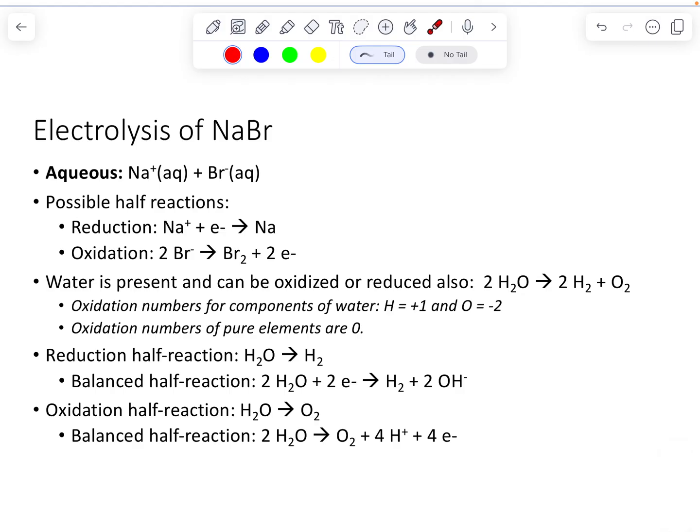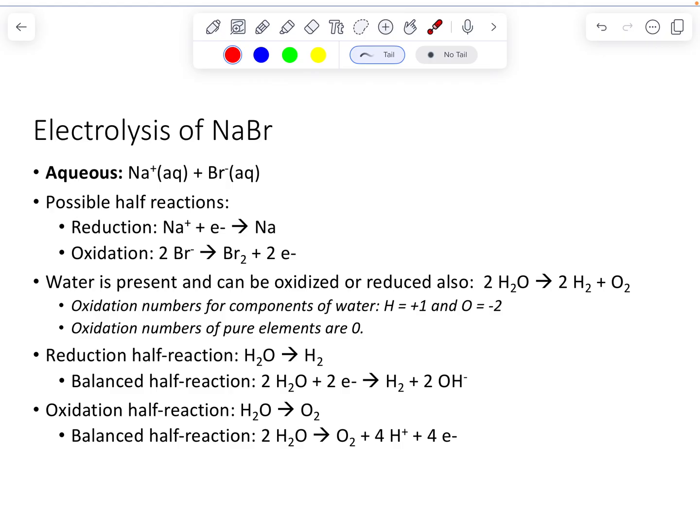So then electrolysis in aqueous solutions is a little bit different because we have to look at water. So we still have these as possible half reactions, but now we have to look at water as well. So really quickly, we'll just do a little review of oxidation numbers. So in water, H2O, the oxidation number is kind of like the charge, but it's kind of not the charge because it's a covalent compound. But oxygen's almost always -2.